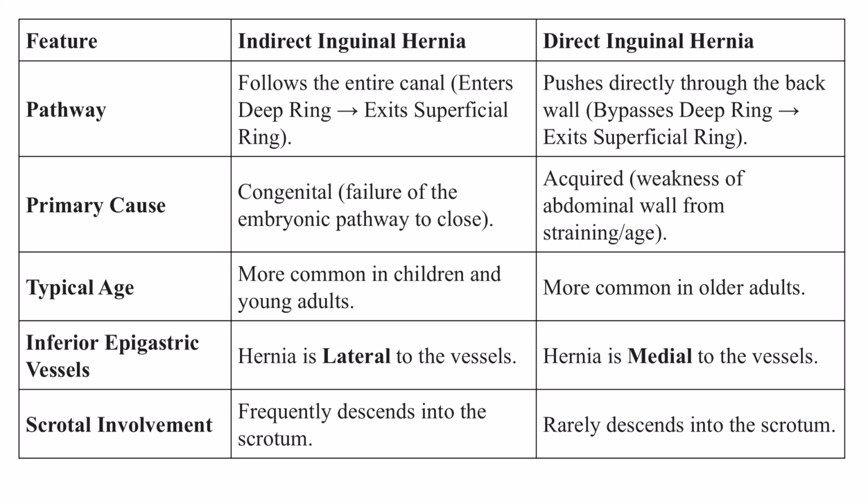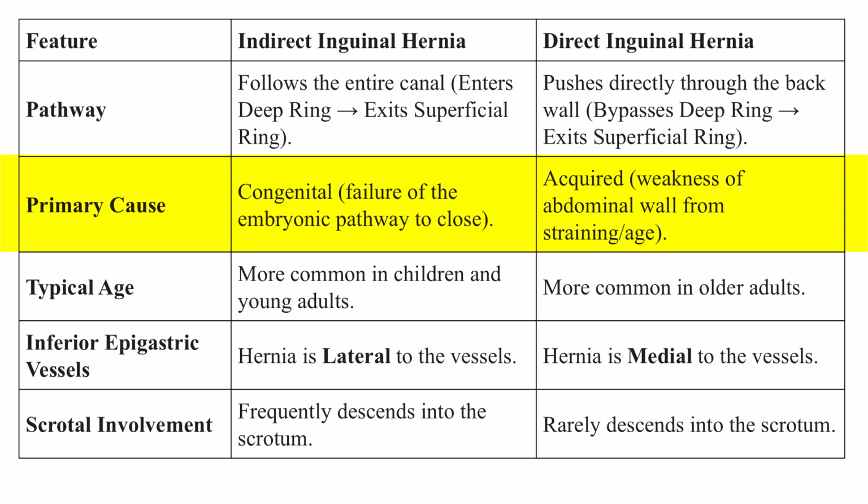If we talk about the pathway, we know very well that the indirect inguinal hernia is a rule follower, so it passes through the deep ring and exits through the superficial inguinal ring, while the direct inguinal hernia is a rule breaker. It pushes directly through the posterior wall, and exits through the superficial inguinal ring. The primary cause in an indirect hernia, as we covered, is congenital, due to failure of the embryonic pathway to close. Normally, the pathway is closed, but if it's not closed, the hernia can occur.